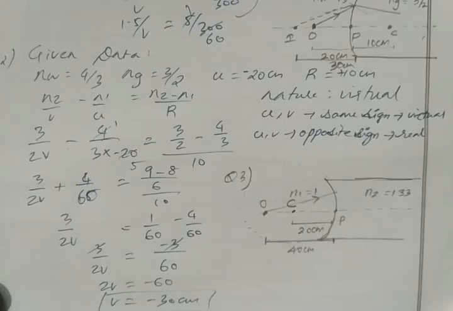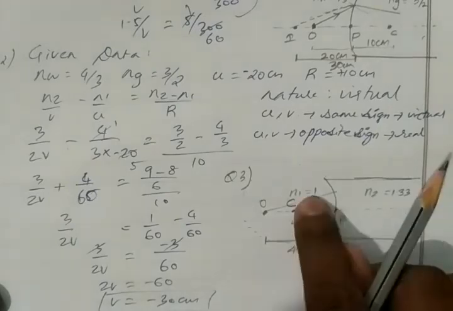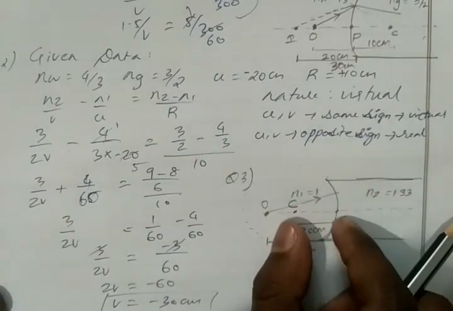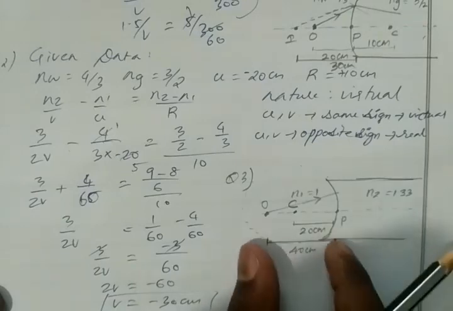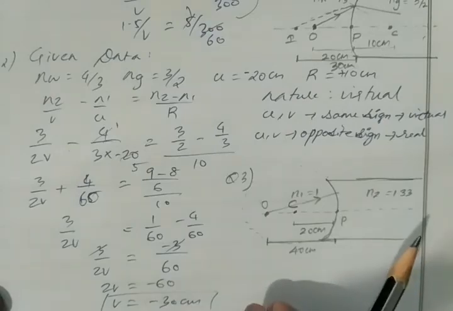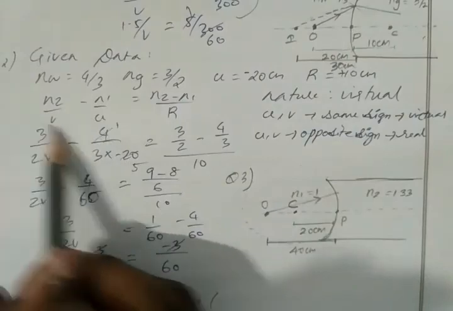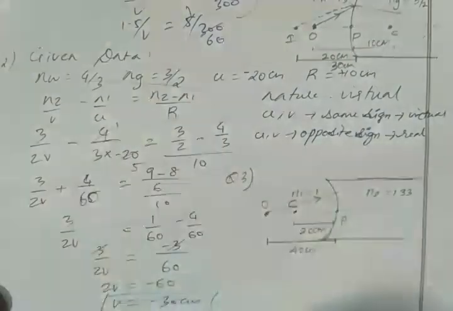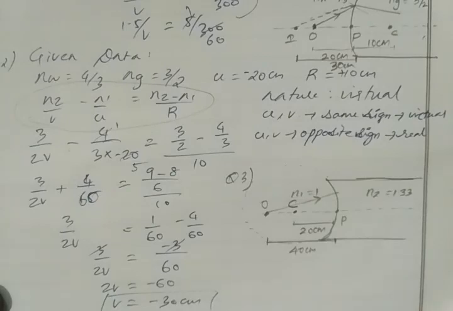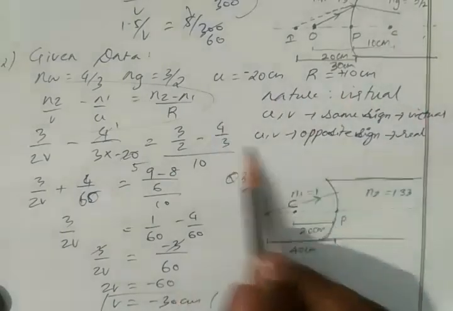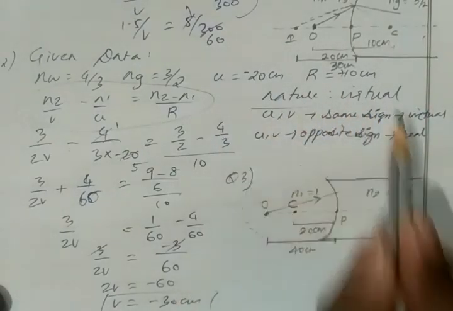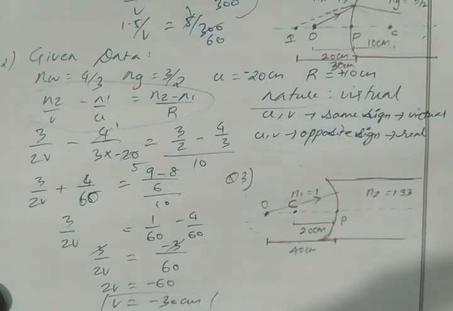So all you have to do is write the given data: n1 value given, n2 value given, and P2C radius of curvature, P2O object distance. Then do the sign convention. Check the sign convention, and then write the formula, and substitute values, you will get v, and see whether v is negative or positive, and apply this rule. According to this rule, you will be able to find the nature. Okay, thank you.